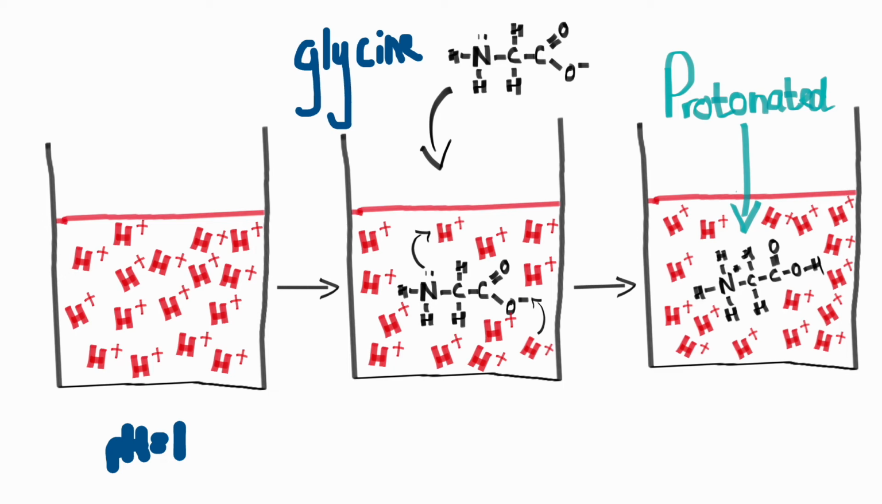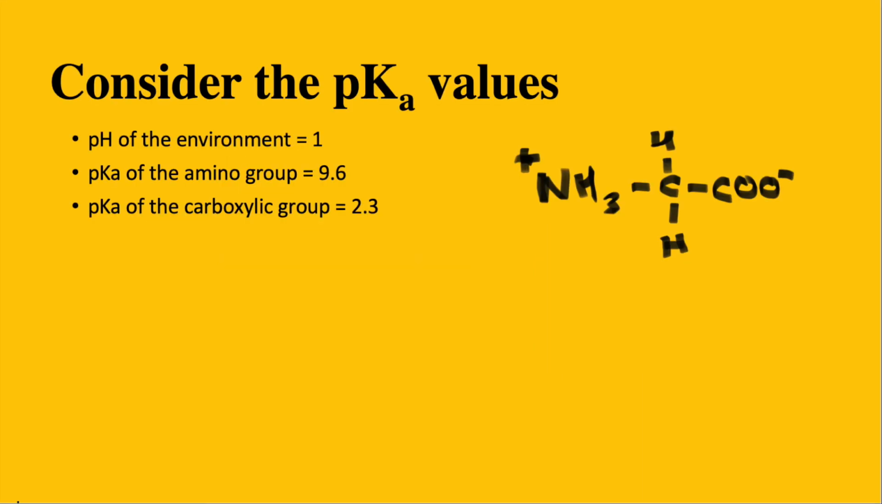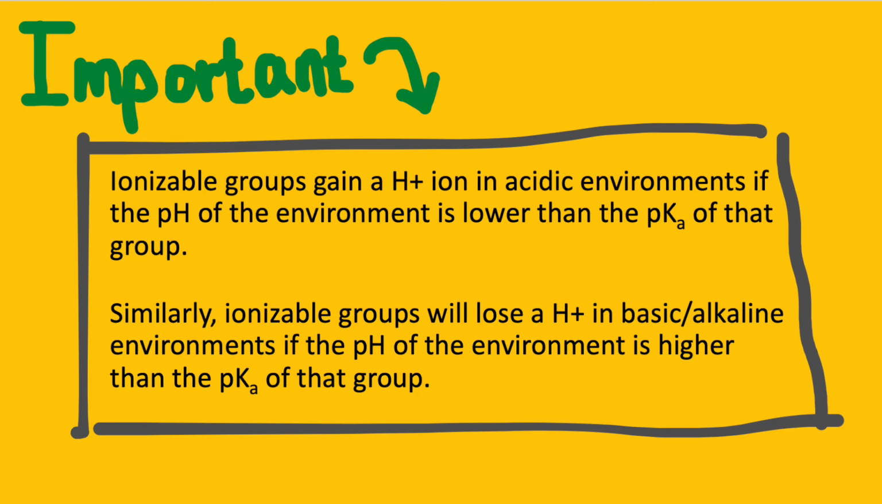That is a conceptual way to think about it, but when it comes to exam questions, unfortunately, you need to think about these in terms of numbers that are given to you, because it's not going to be that easy to figure it out. So let's consider the pKa values in relation to the pH of the environment, because that's how you will be able to figure out how a specific amino acid will react or behave in a specific pH environment. So the pH of the environment is 1. We decided that. The pKa of the amino group, we know, is 9.6. So it was between 9 and 10, as we discussed earlier. And the pKa of the carboxylate group is 2.3.